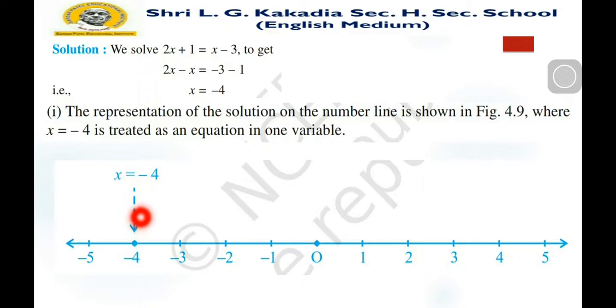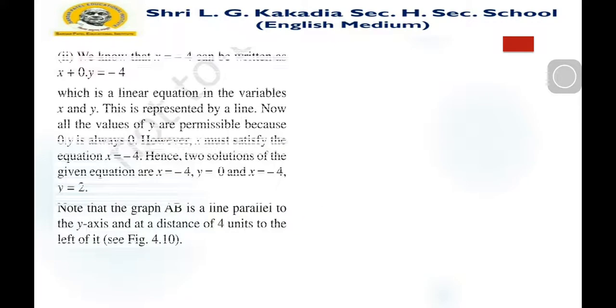Now we want to represent x is equal to minus 4 in a Cartesian plane. We know that x is equal to minus 4 can be written as the equation x plus 0y is equal to minus 4. As you know, the y variable is not given here, so we just multiply it with 0, and this equation is equal to the earlier one. So x plus 0y is equal to minus 4. Now we take values of x and y and find equality in this equation.